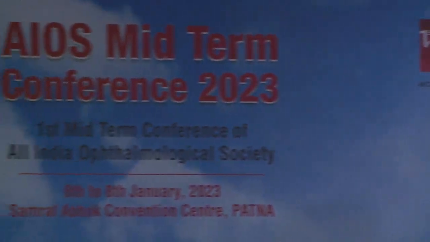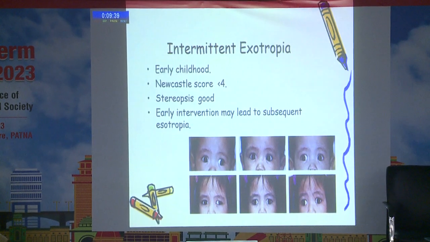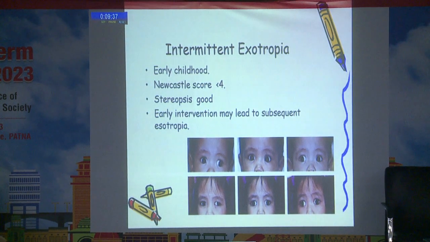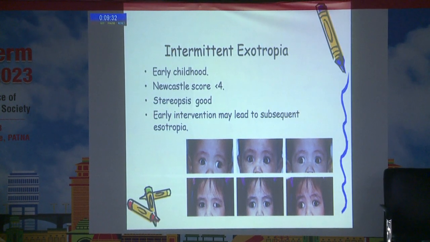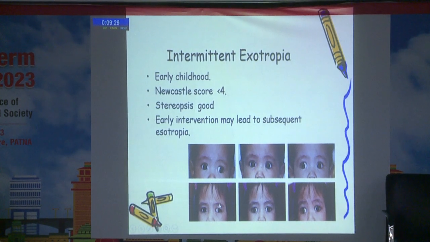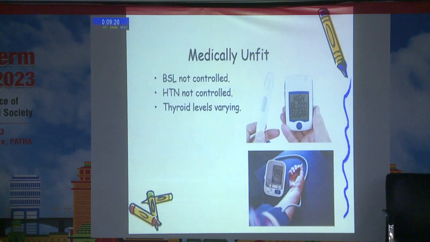Now, since I'm speaking in a room full of strabismologists, we all know this: when there is a varying degree of strabismus, or when the strabismus is of recent onset, it is always better to wait and retake the readings after 3 months. In intermittent exotropia, if the Newcastle score is low and the stereopsis is good, we have seen that early intervention can lead to a subsequent esotropia. All of us have come across patients who were operated on pretty early in life to preserve their binocularity, but if it is intermittent, the binocularity is preserved as it is.